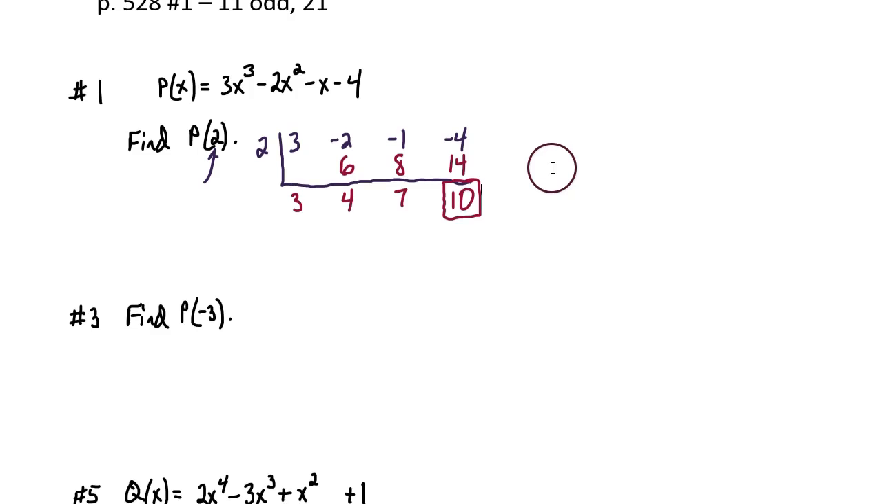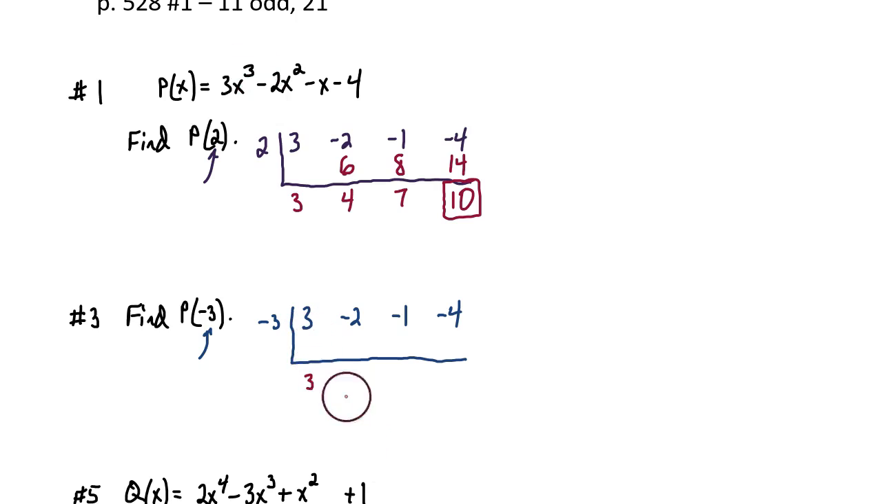Let's try number 3. It uses the same polynomial, so the coefficients that you write down are the same. 3 from the x cubed, negative 2 from the x squared, negative 1 from the x term, and then negative 4. And make the bracket. We want to figure out what p of negative 3 is, so negative 3 is the number we're substituting in. Now run through the process.